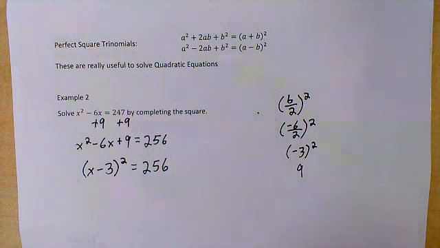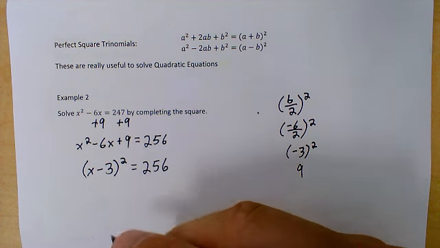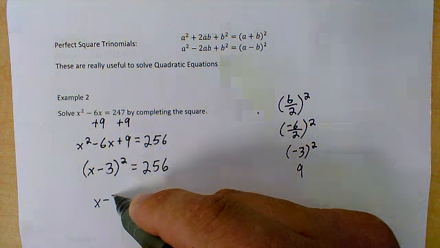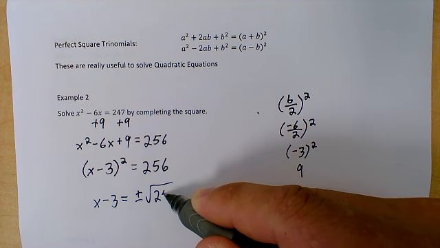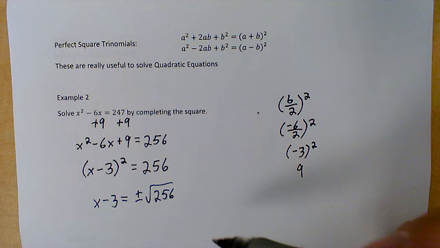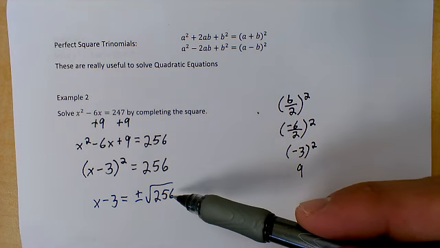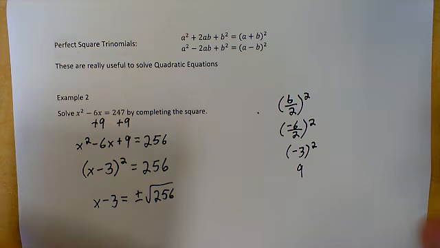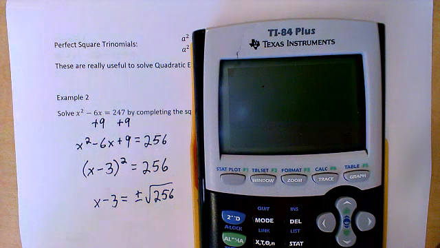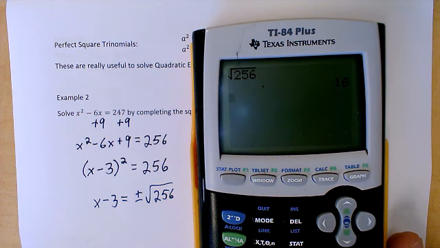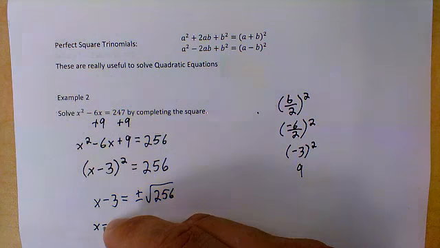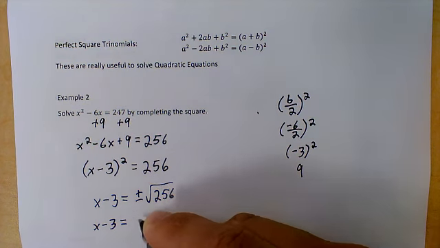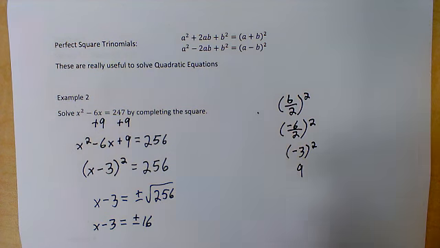Now this is where example 1 comes into play. I'm now ready to use the square root method. So x minus 3 will equal the positive or negative square root of 256. Now, unlike example 1, this is actually going to be rational. There's no magic way I know that. It's just that when I grab my calculator and I go square root 256, it actually gave me 16. So I'll use that value. x minus 3 equals positive or negative 16.